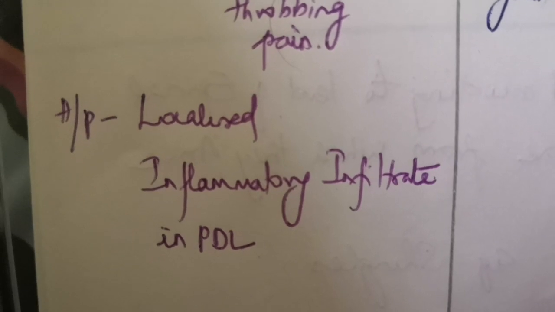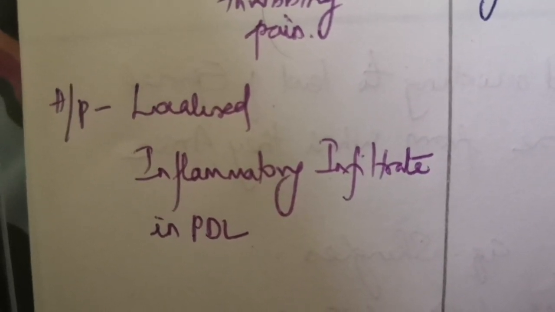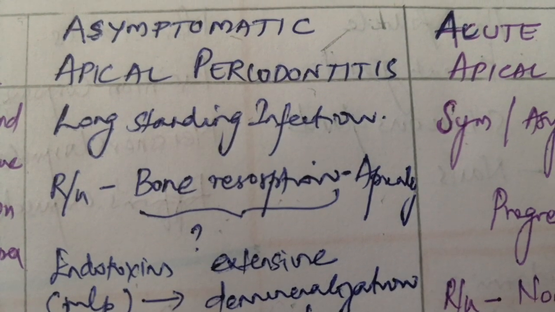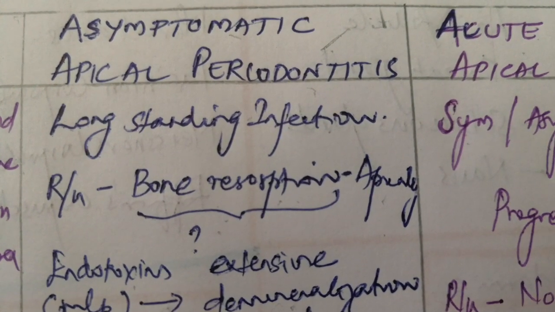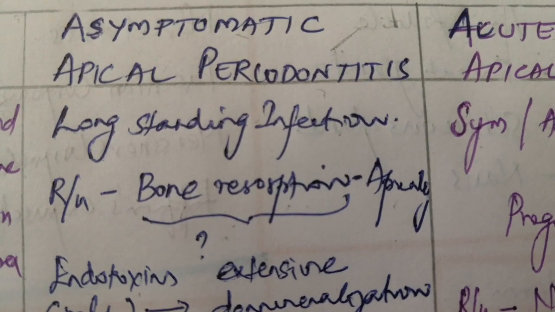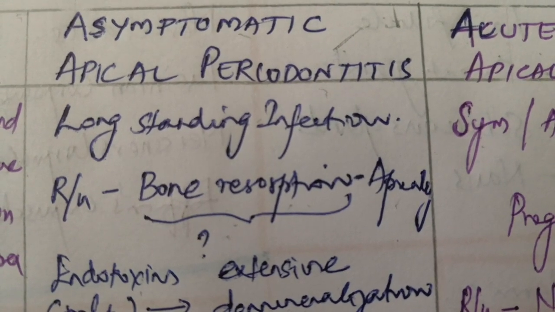Histopathologically, you will have a localized inflammatory infiltrate in the periodontal ligament. The second apical disease we are going to see is asymptomatic apical periodontitis. So far we saw symptomatic. Here we are going to see asymptomatic apical periodontitis.